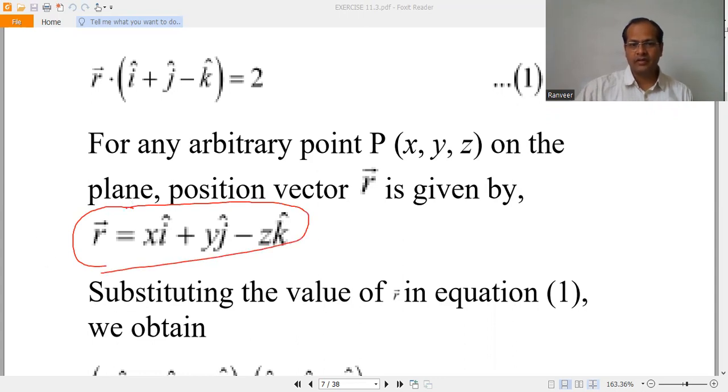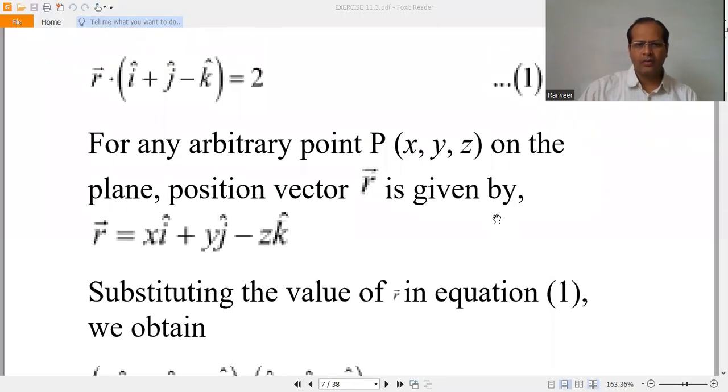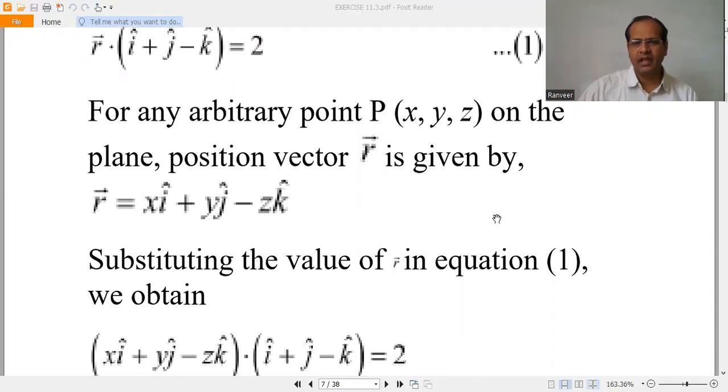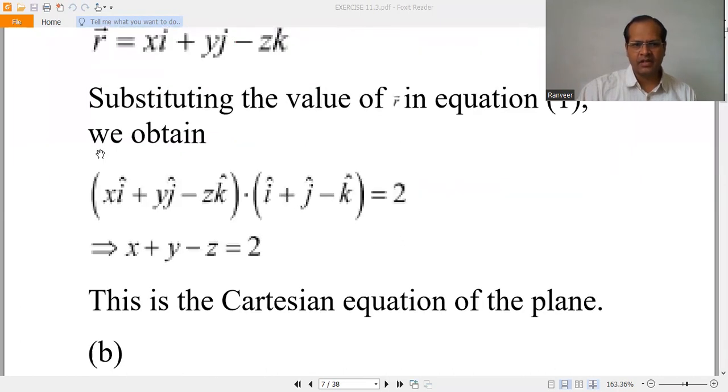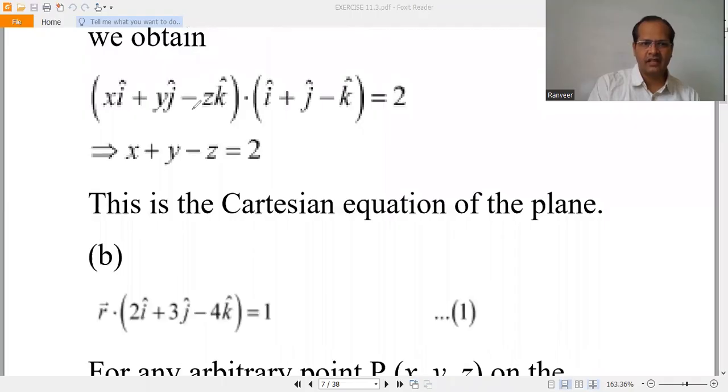Now we have to substitute the value of r in the equation. For any arbitrary point P(x, y, z) on the plane, we take xi plus yj plus zk. Now this value we have to substitute in place of r, and we will take the dot product. So xi plus yj plus zk, dot, the vector.